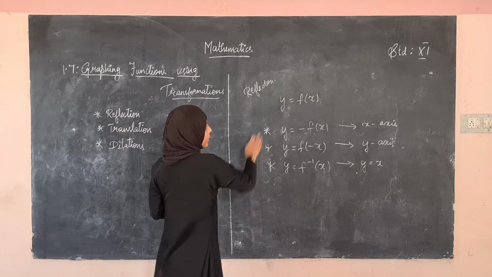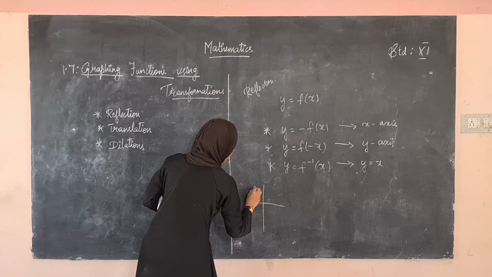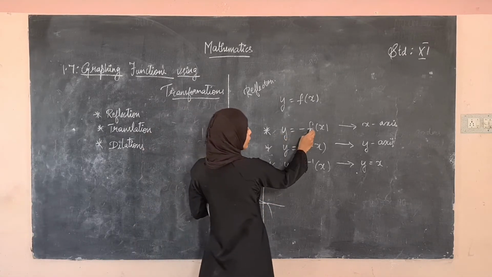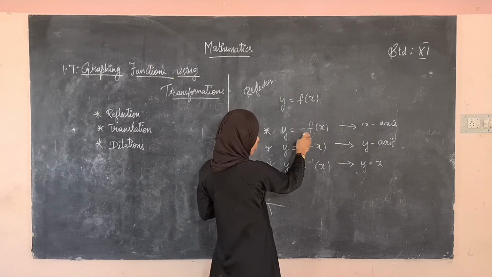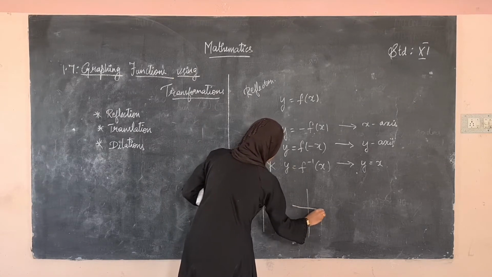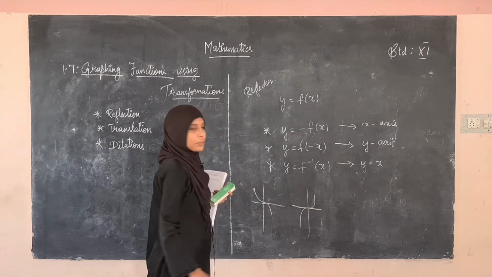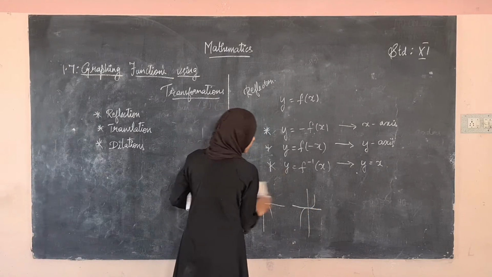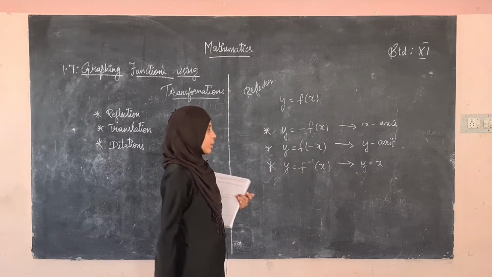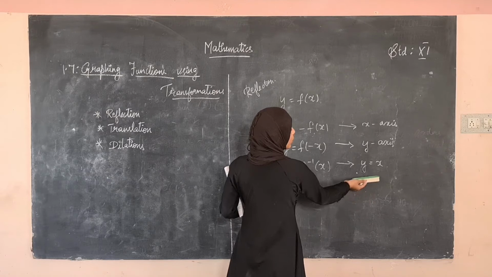So if y is equal to f of x, the graph is like this. If the function becomes y is equal to minus f of x, it is reflected over the x-axis. The function becomes like this. And if the function is like this, the graph will be reflected over the y-axis. And if the function becomes the inverse, y is equal to f inverse of x, the graph is reflected over the line y is equal to x.